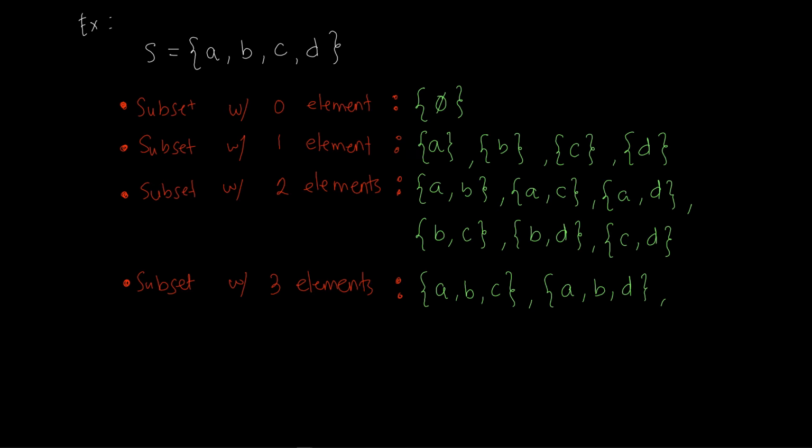Okay, A, C, D. Ulitin na lang natin kung meron pa. A, B, C, after na A, B, D. Sunod, A, C, D. Okay, then, kinsa pa? B, C, D. Naa pa ba ta? Wala na, no? Kumpleto na sila.